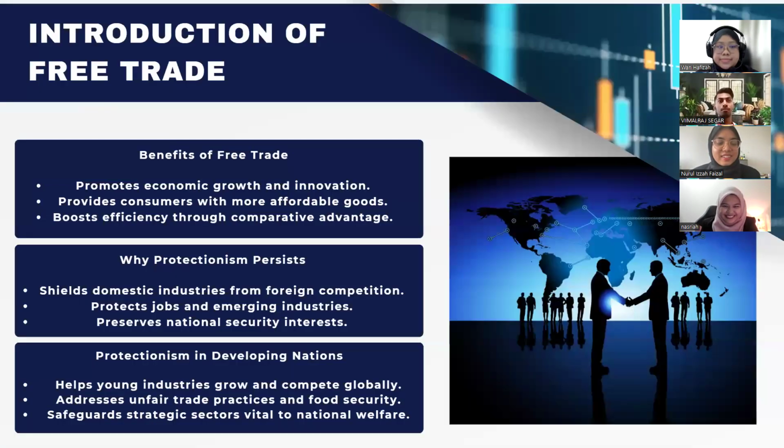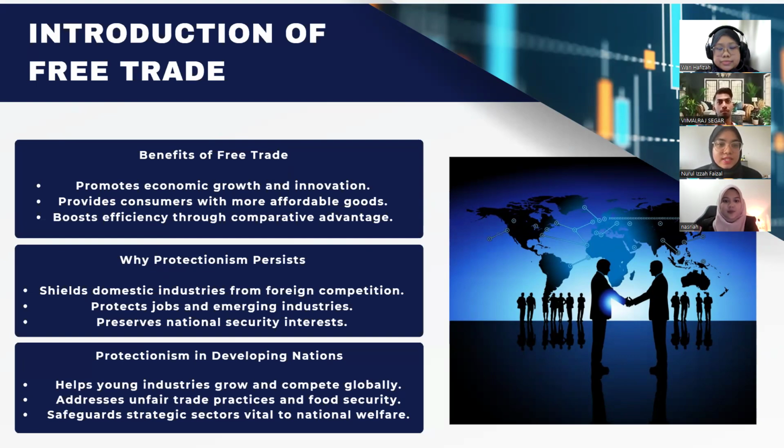So today we are going to present our Assignment 2 of International Trade. So, introduction of free trade. Free trade has long been celebrated for its ability to promote economic growth, enhance innovation, and provide consumers with a wider range of affordable goods by allowing countries to focus on industries where they have a comparative advantage. Free trade often leads to greater efficiency and economic prosperity.